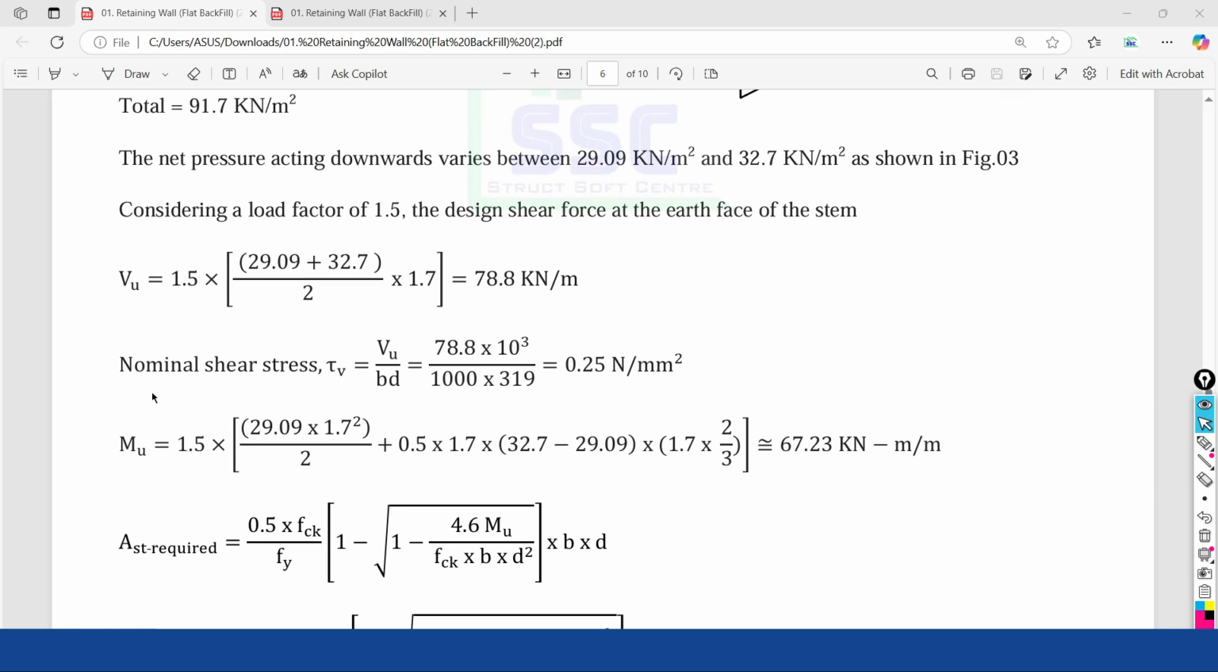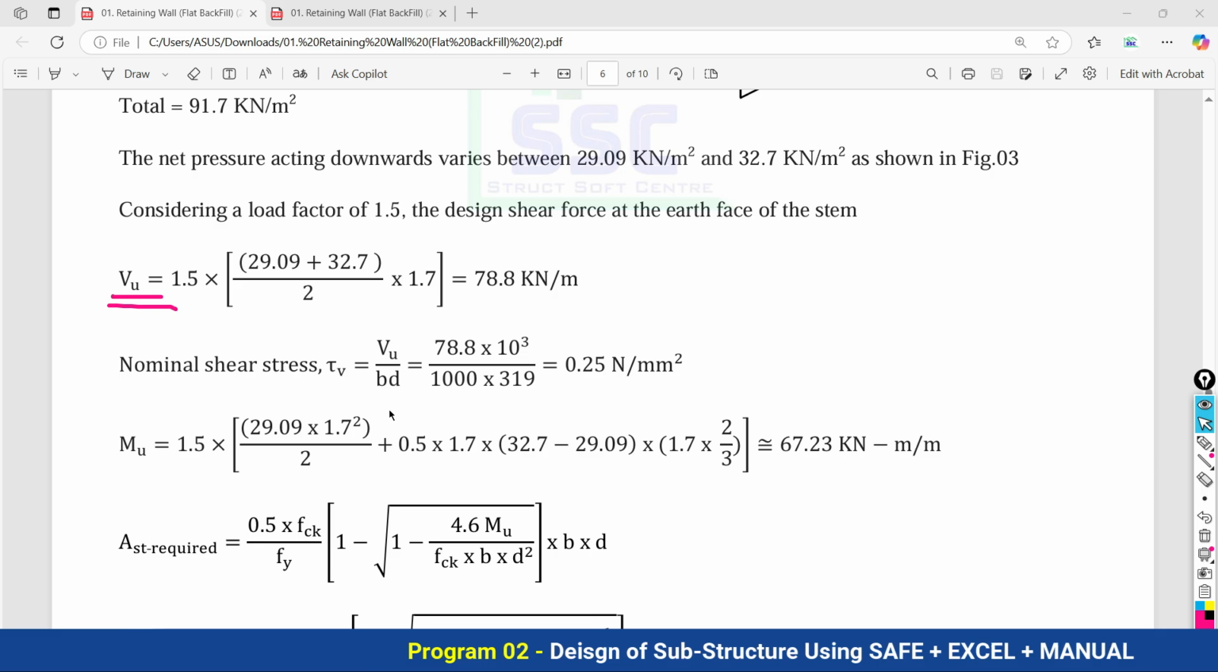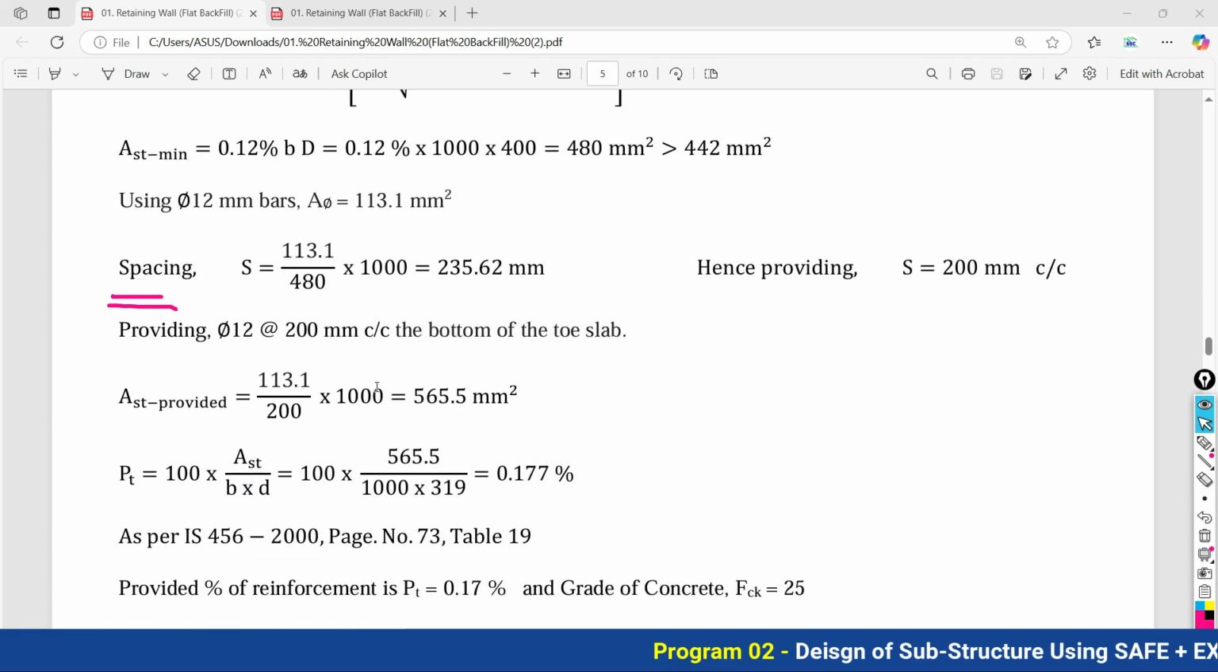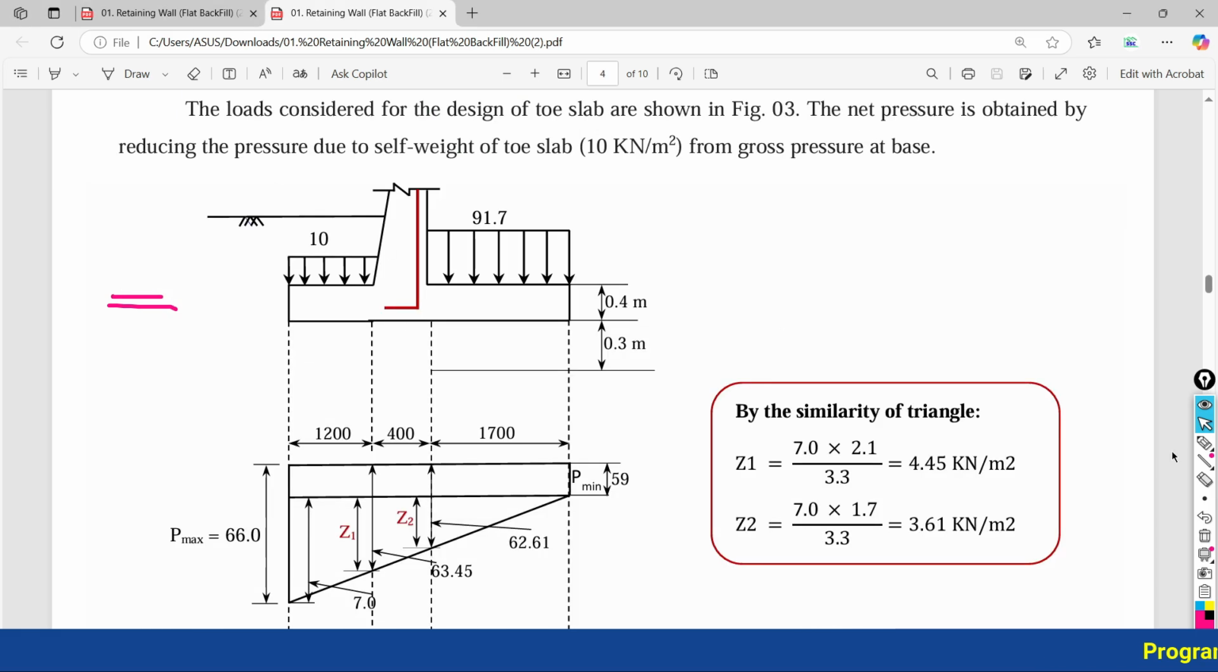Now next we would like to calculate the nominal shear stress. Due to this shear force, what shear stress is going to be developed at the face of the stem of your retaining wall? What nominal shear stress is going to be developed at this face? We are going to do the calculation.